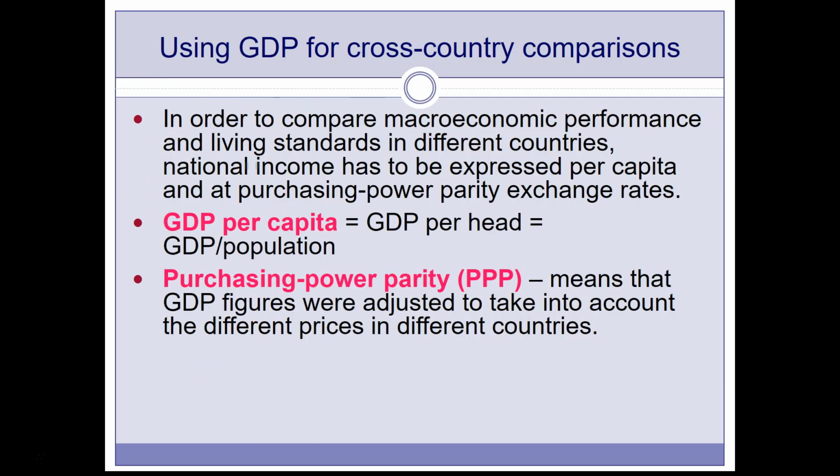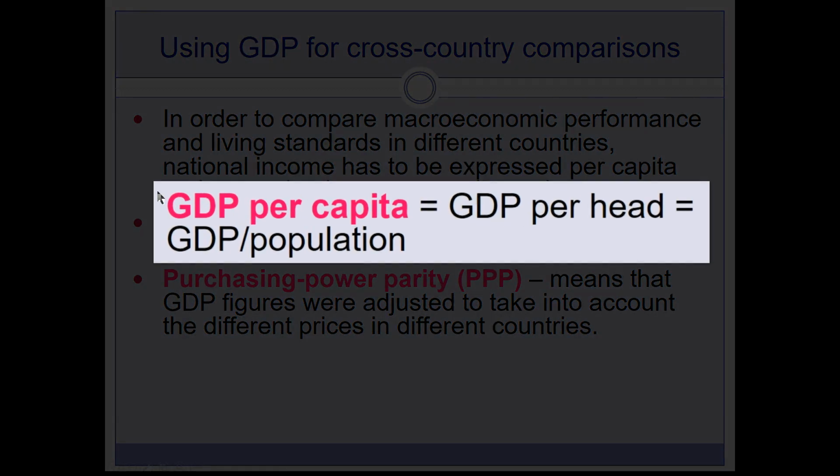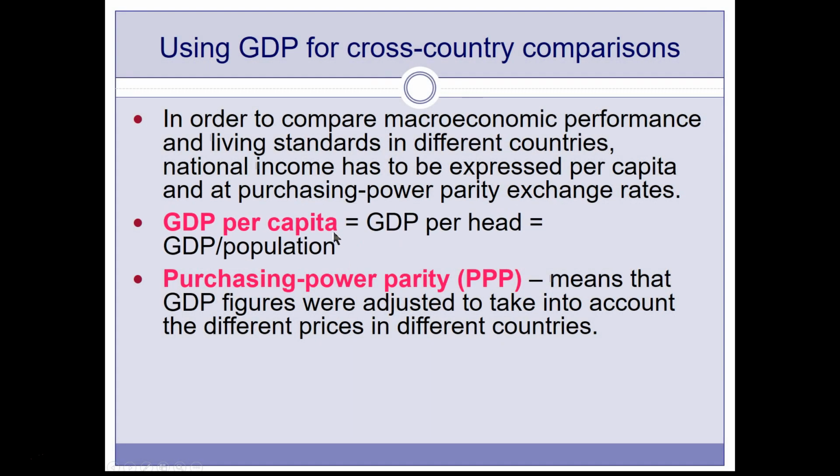Next slide. What else do you need to be aware of, or what other types of data can you come across in macroeconomic databases? When you're trying to compare macroeconomic performance and living standards in different countries, rather than in different periods, sometimes you can express your GDP using per capita data. You can use this indicator. In other words, GDP per capita is GDP per head, per each person of the population. And to calculate this number, you simply divide the total GDP by population size.